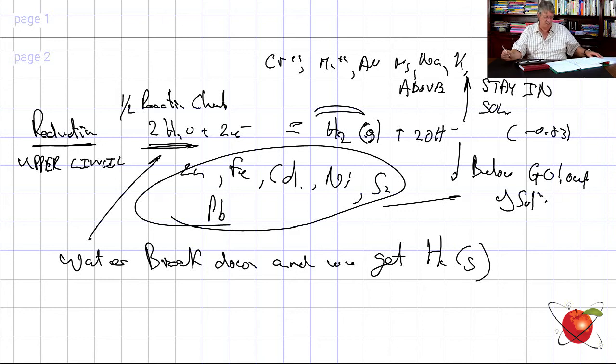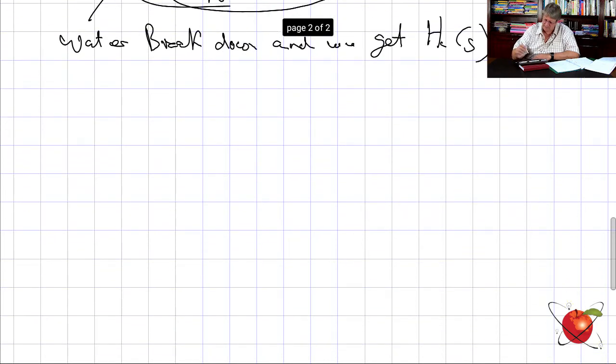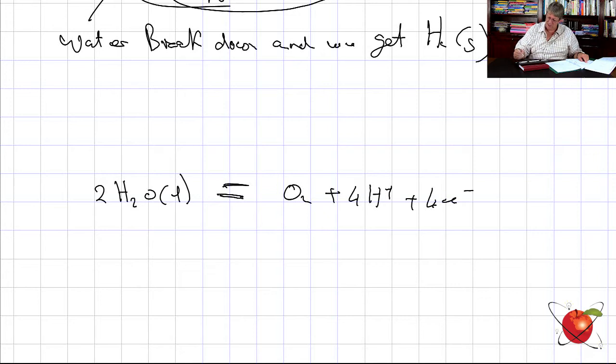The next step is to say, okay, now let's have a look at the lower limit, shall we? On the other side, we've got H2O. Let me just write it down: 2H2O, liquid, going to O2 plus 4H plus plus 4 electrons. This is now our oxidation, the anode.